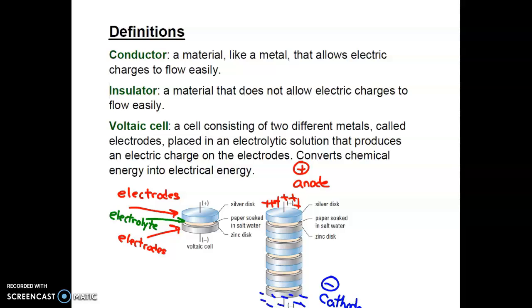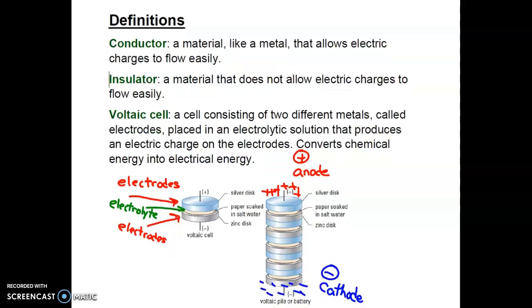And now we have a voltaic cell, and that's a cell consisting of two different metals called electrodes placed in an electrolytic solution that produces an electric charge on the electrodes, and that converts chemical energy into electric energy. So Volta invented the voltaic cell in the 1800s when he placed a salt water soaked paper plate between discs of two different metals. He discovered an electric charge on both of the metal discs.